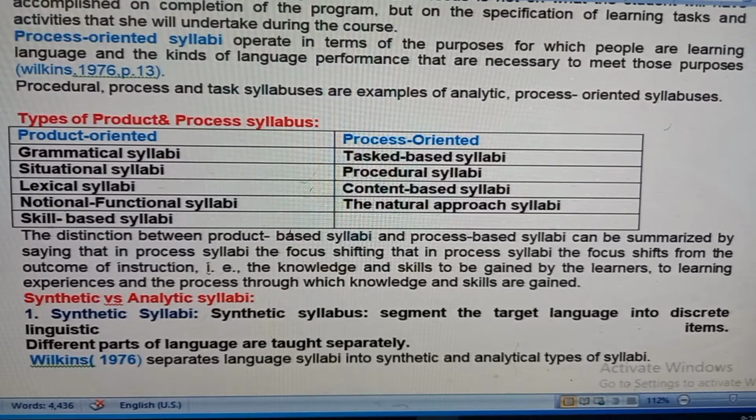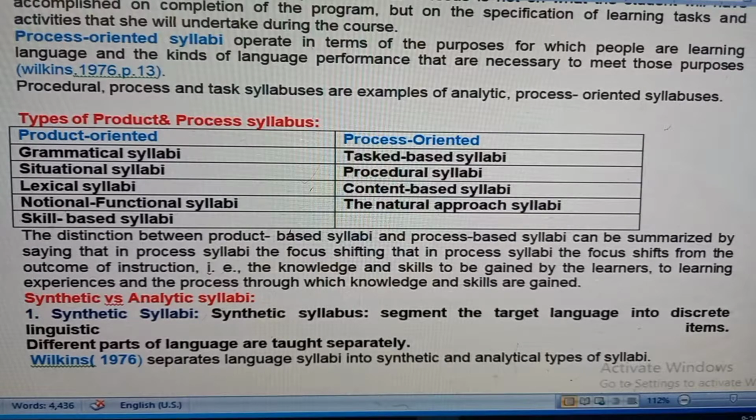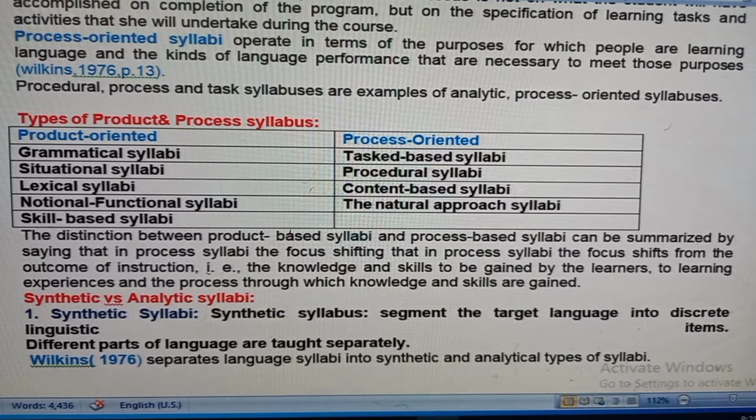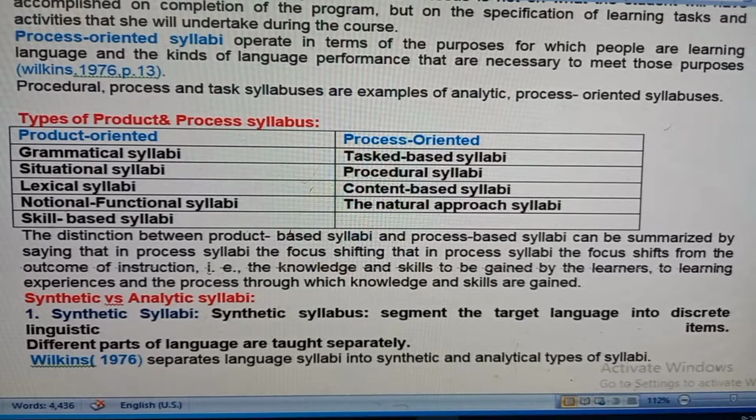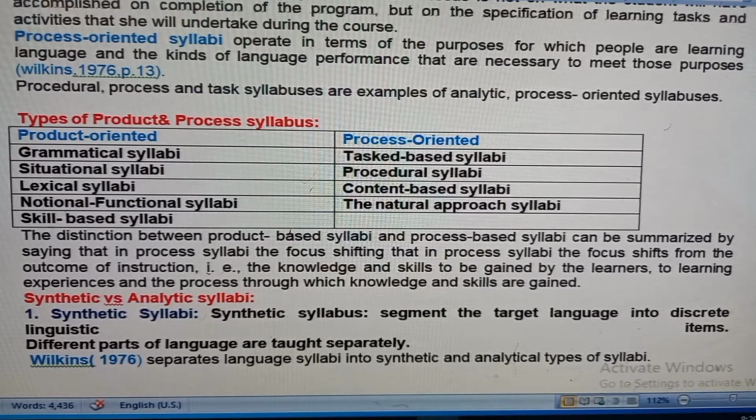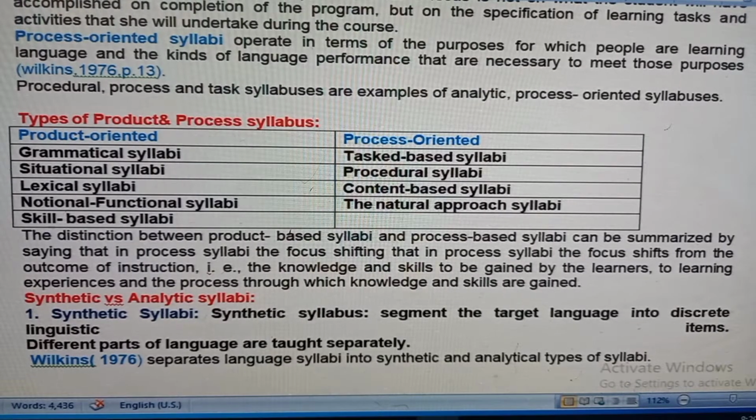The distinction between product-based syllabi and process-based syllabi can be summarized by saying that in process syllabi the focus shifts from the outcome of instruction, the knowledge and skills to be gained by the learners, to the learning experiences and the process through which language and skills are gained. Synthetic versus analytic syllabi.